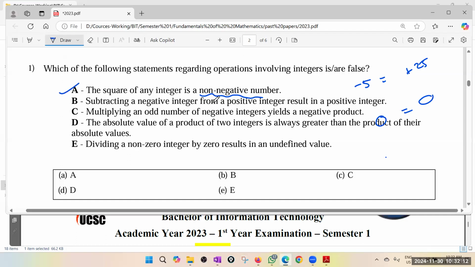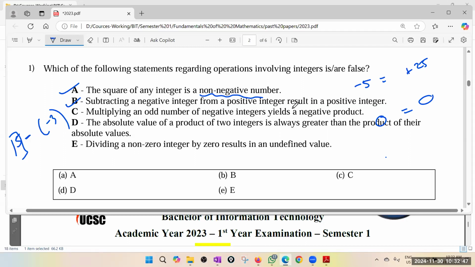Subtracting a negative integer from a positive integer. That is, from a positive integer, you subtract a negative integer. When you subtract a negative integer from a positive integer, it's something like adding. So subtracting a negative integer from a positive integer results in a positive integer. Yes. Because this is a positive integer, and when you subtract a negative integer it's like adding, so when you add something to a positive integer, the result is always a positive integer. So that is correct.